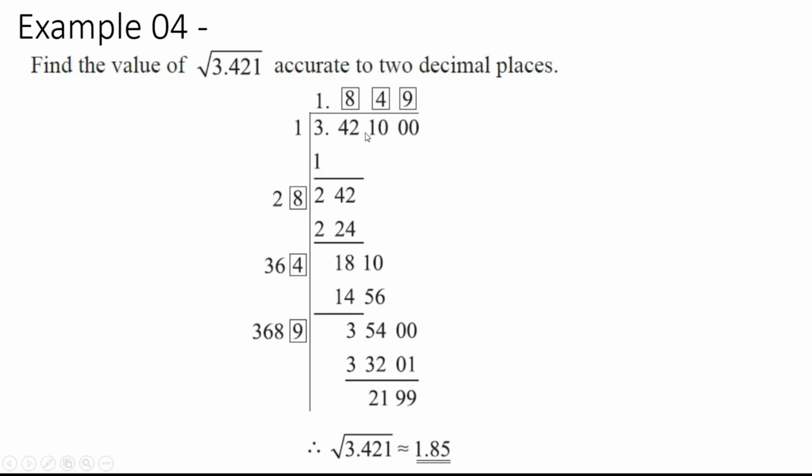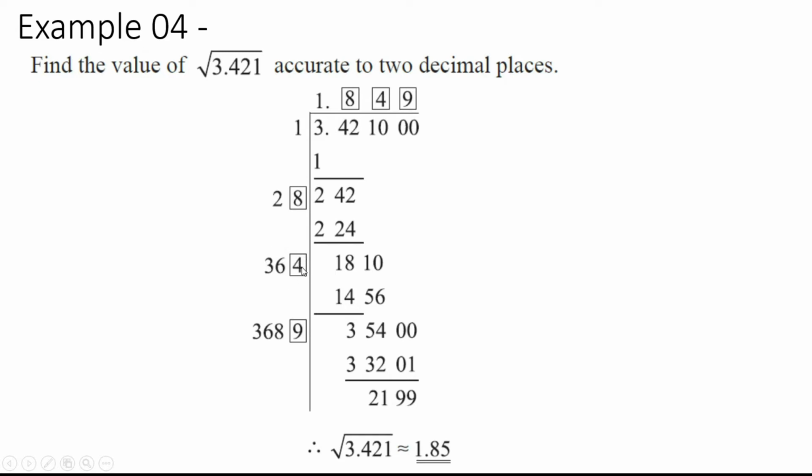Then you bring the next two digits down. You get 242. Then 1 into 2 gives you 2, and this is the missing digit. When you take 8 as the missing digit, 28 times 8 will give you 224. Then the difference is 18. Then you bring the next two digits down, that is 10. Then you get 1810. Then 18 times 2, you get 36, and this is the missing digit.